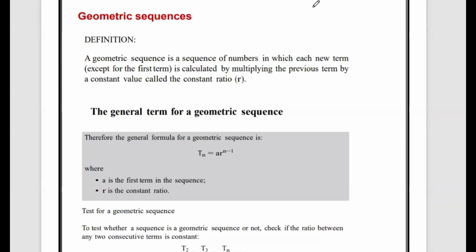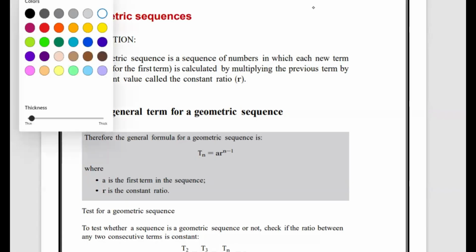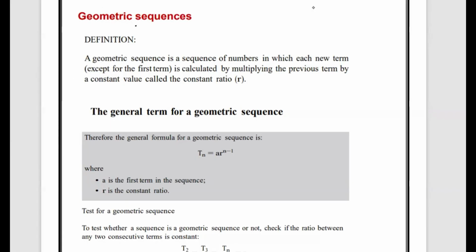Hello, welcome to yet another episode where we shall be focusing on the basics of geometric sequences. All right, so in this case, what we're going to be looking at is basically the definition.